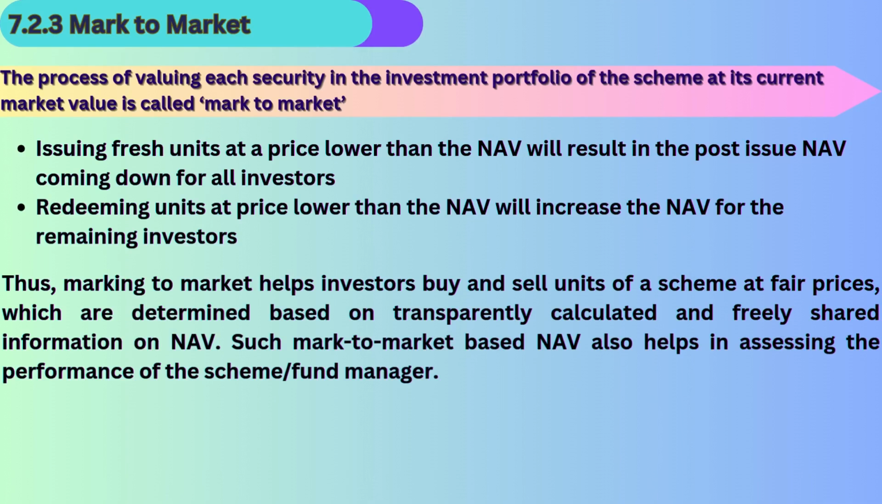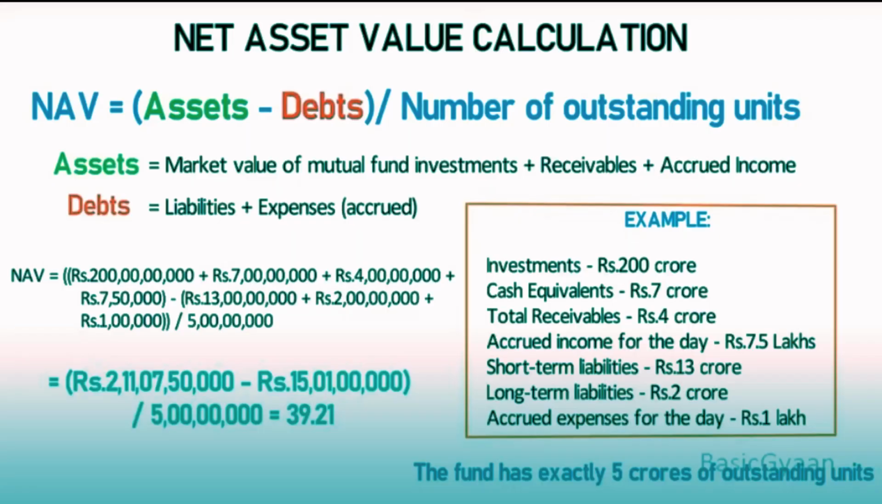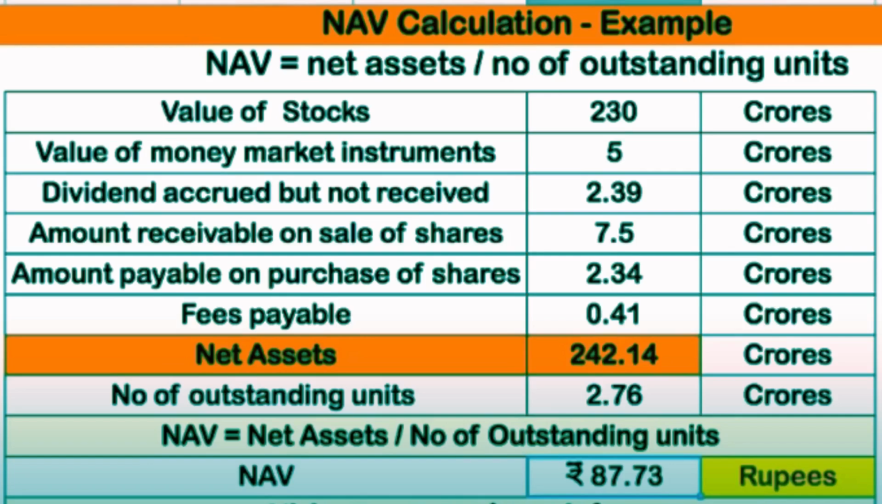Thus, marking to market helps investors buy and sell units of the scheme at fair prices, which are determined based on transparently calculated and freely shared information on NAV. Such mark to market based NAV also helps in assessing the performance of the scheme and the fund manager. Here are two more examples of how to calculate the NAV of a mutual fund scheme.